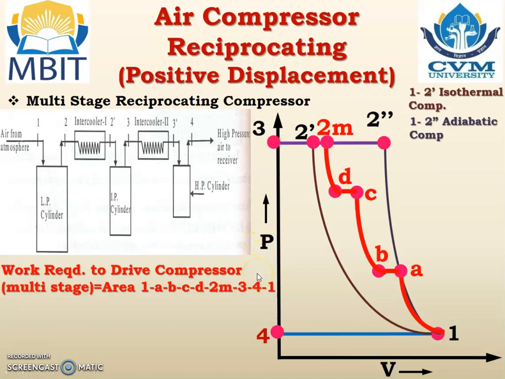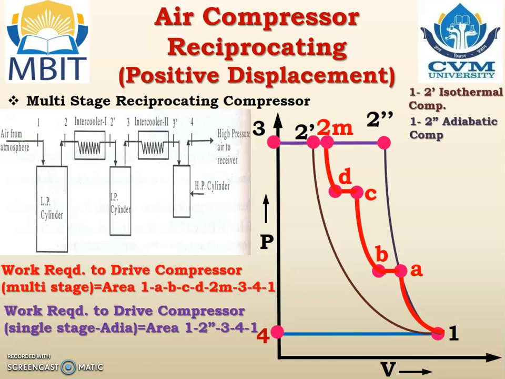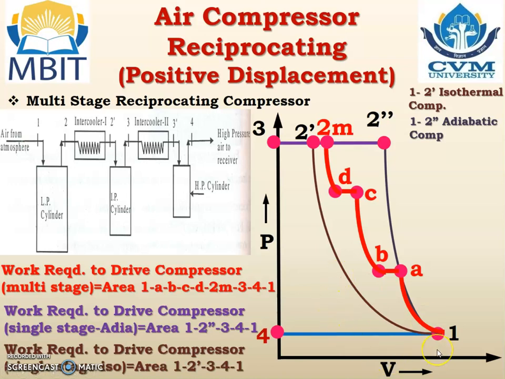Now if we compress the air in a single cylinder and if it is an adiabatic process, what will be the work done? Then the work required to drive the compression will be 1, 2', 3, 4 and 1. And if it is isothermal, then the work required to drive the compression will be 1, 2, 3, 4 and 1.